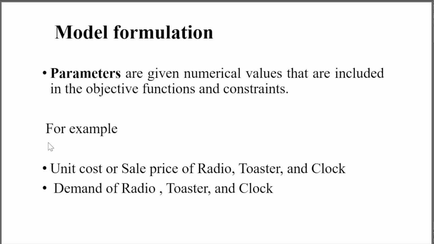Parameters. Parameters are given numerical values that are included in the objective function and constraint. For example, unit cost or sale price of radio, toaster, and clock. Demand of radio, toaster, and clock. So these are some parameters. These are some components of a linear programming model.